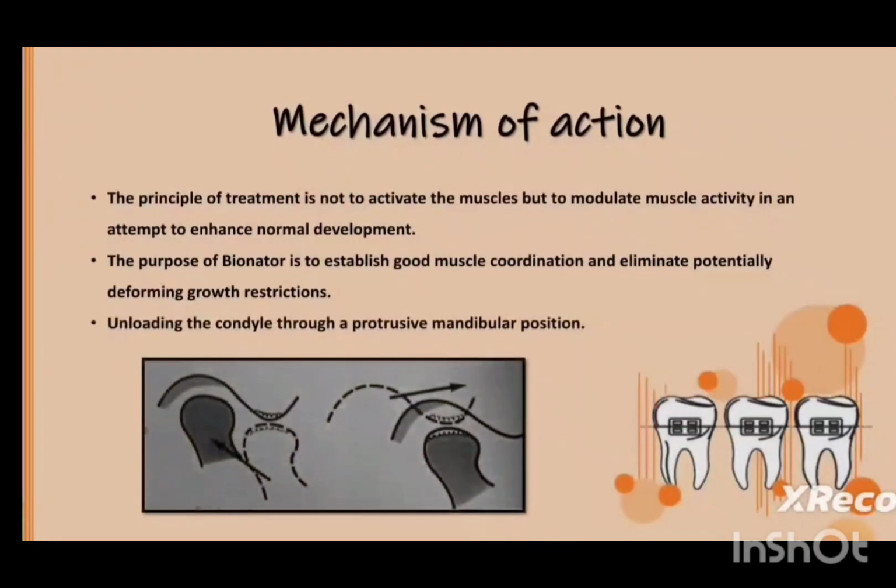Now we talk about the mechanism of action. For the Bionator, the principle of treatment is not to activate the muscles, but to modulate the muscle activity in an attempt to enhance normal development. The purpose of the Bionator is to establish good muscle coordination and eliminate potentially deforming growth restriction, unloading the condyle through a protrusive mandibular position. As we talked about the musculature, even in prosthodontics, while teeth arrangement, we talk about the neutral zone to avoid this musculature, right? So, even in orthodontics, we avoid the excess force of this musculature and allow the proper development of the dentoalveolar structures.